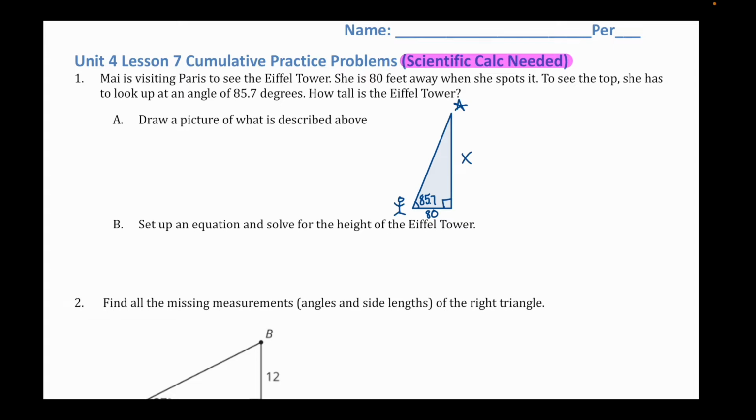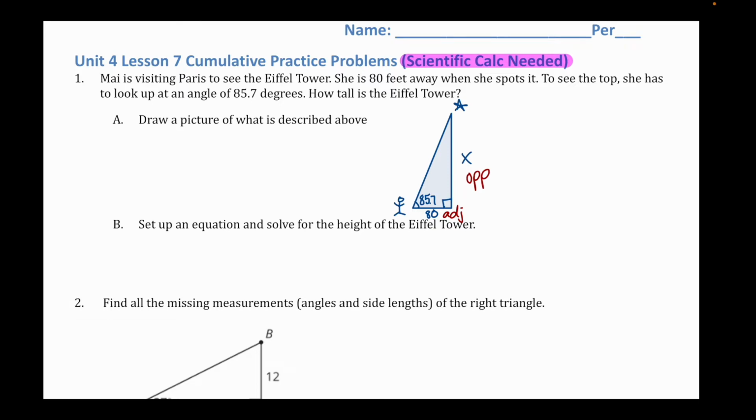So now set up an equation and solve for the height of the Eiffel Tower. We are going to use sine, cosine, and tangent for this. So we have the angle where Mai is standing. We have the side that is opposite from her, which is the height. And then the side that is adjacent, which is the 80. We don't have anything on the hypotenuse. We don't know that diagonal distance, and we're not going to need it here.